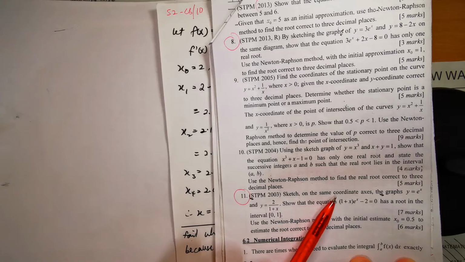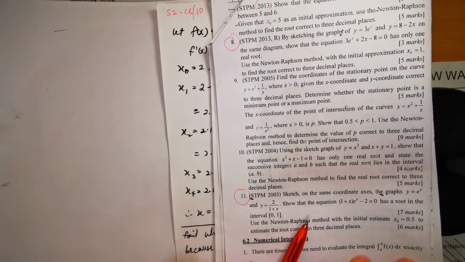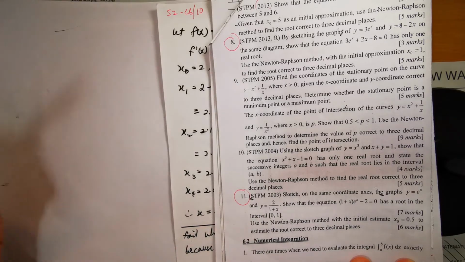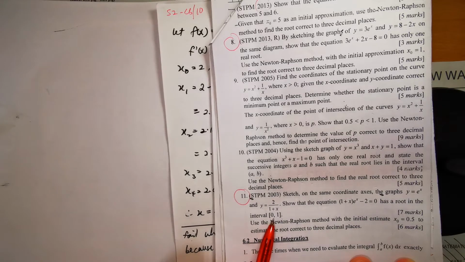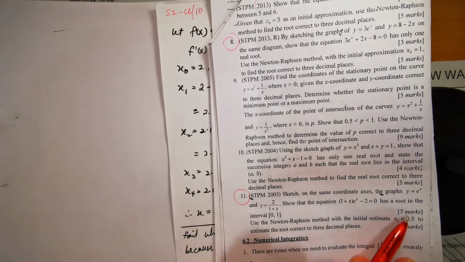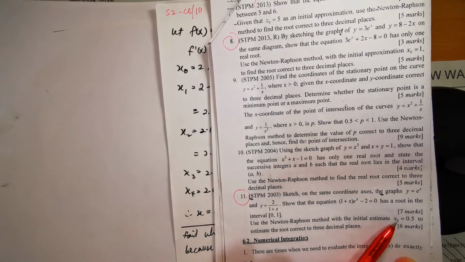Okay, first sketch the graph. Then of course since they ask you to sketch the graph, you just mention how many real roots there are. Then you have to show the root in the interval. This one you have to find your f(0), f(1). That's why they give you 7 marks. Then again use the Newton-Raphson method.